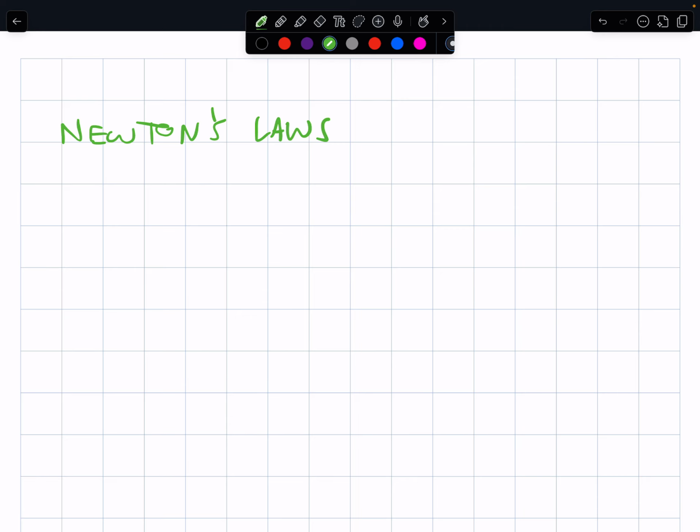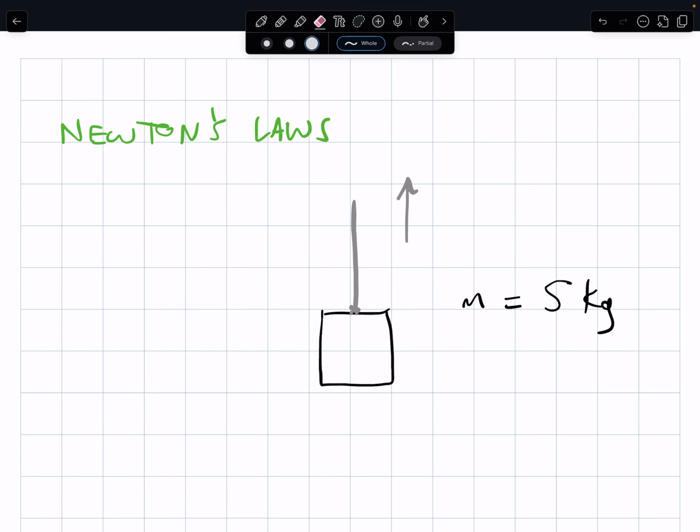So here we go. Guess what? It's another block, okay? And this block has a mass of 5 kilograms. And there's a rope attached to it. And somebody's pulling this rope up, okay? In fact, just to make this thing a little more real here, let's see what we can do.